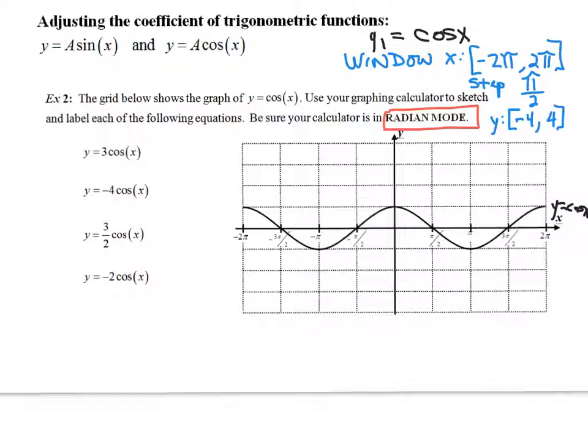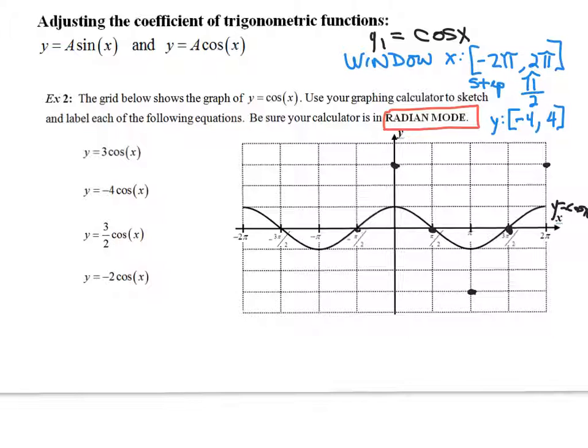So I noticed that with my y equals 3 cosine of x graph, this is a dilation of 3 in the vertical direction. So that means that every time my cosine graph had a height of 1, it's now going to have a height of 3. Every time it had a height of 0, 0 times 3 is still 0. Every time it had a height of -1, when I multiply by 3, I get -3. Back to 0 at 3 pi over 2, and then back to 3 at 2 pi.